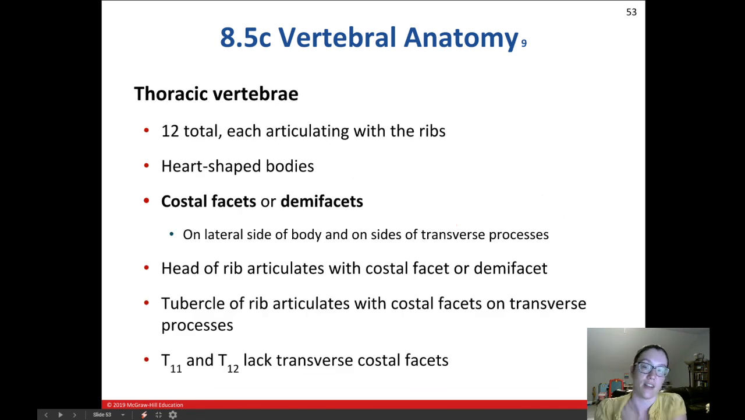Next, we have our thoracic vertebrae. There are 12 of them, and they're attached to the ribs. And so because they're attached to the ribs, you have these special things called costal facets or demifacets. This is where the ribs articulate, right? Remember, facet means articulation. So the head of the rib will articulate with the costal facet or demifacet. And the tubercle of the rib, and we don't need to know the different pieces of the rib, articulates with the costal facets on the transverse processes.